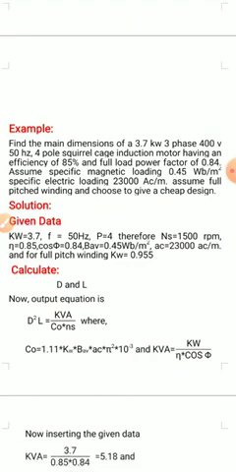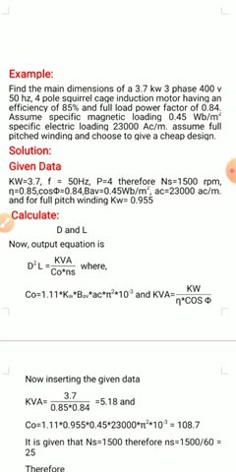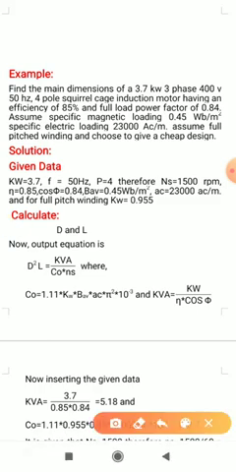Find the main dimensions of a 3.7 kilowatt 3 phase 400 volt 50 hertz 4 pole squirrel cage induction motor having an efficiency of 85% and full load power factor of 0.84. Assume the specific magnetic loading 0.45 and specific electric loading 23,000 ampere conductor per meter. Assume full pitched winding and choose to give a cheap design. Now this is the example.